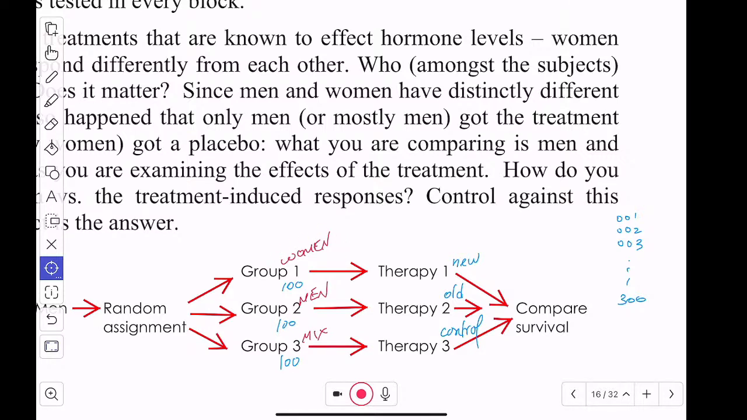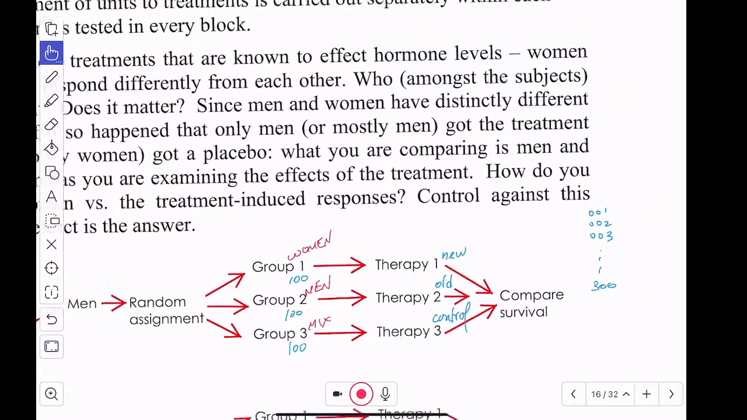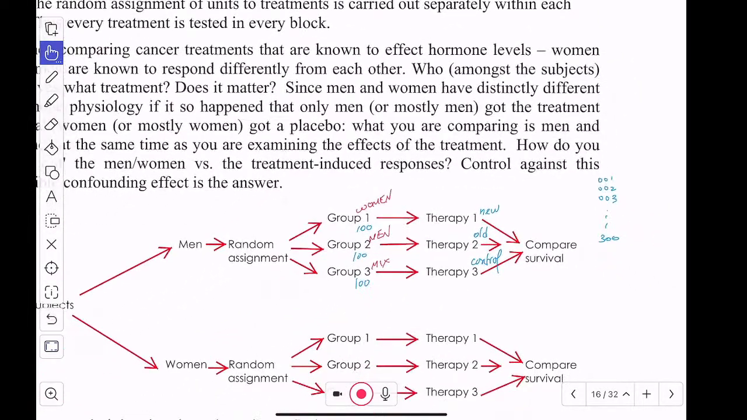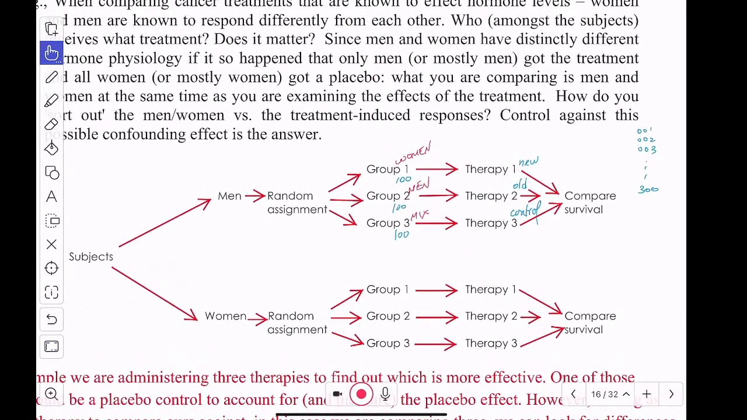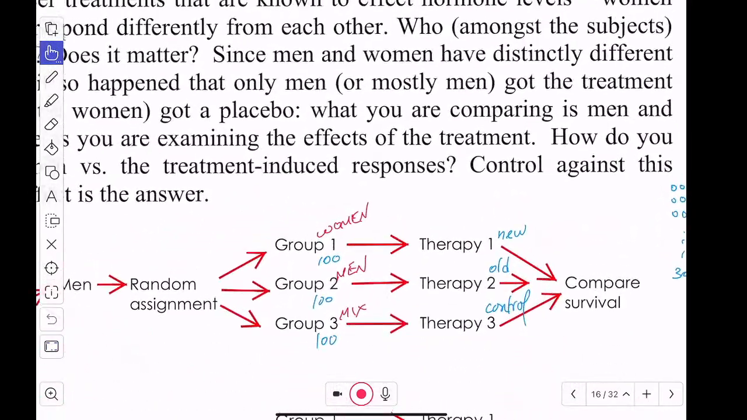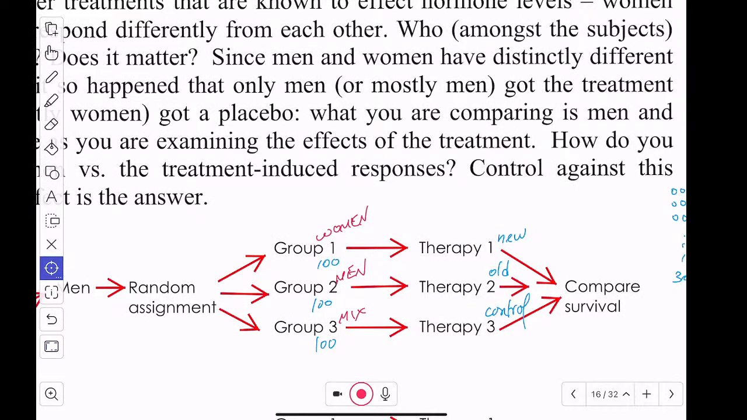So this whole discussion about there being a difference between men and women makes me think I should split this up. So it's a natural characteristic that creates the blocking. The block is not something I make up, it's a characteristic that already exists. I don't have to assign men to being men, I just divide the men and the women. If I didn't do it this way, I would have to enroll more subjects into my study to make it more mixed, and that's costly.